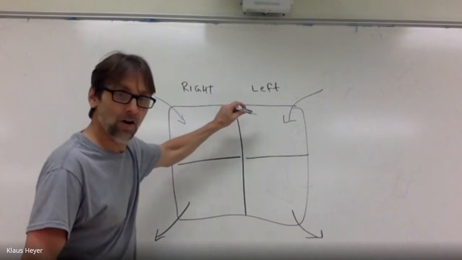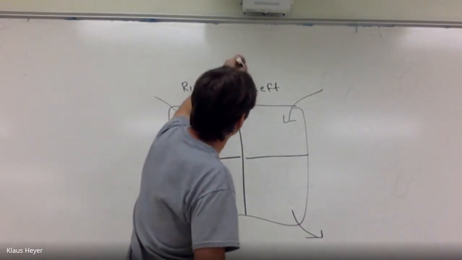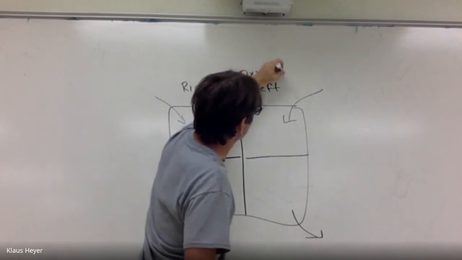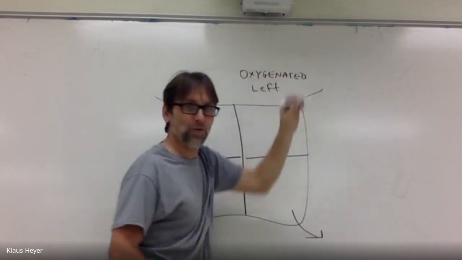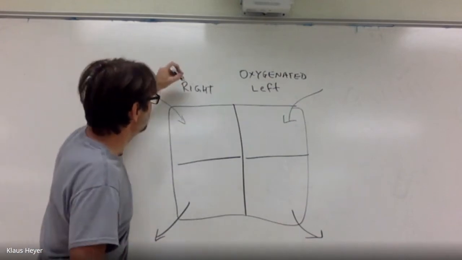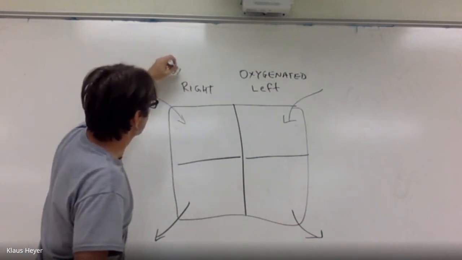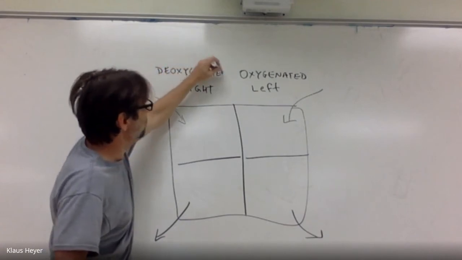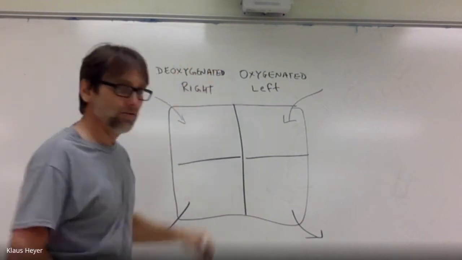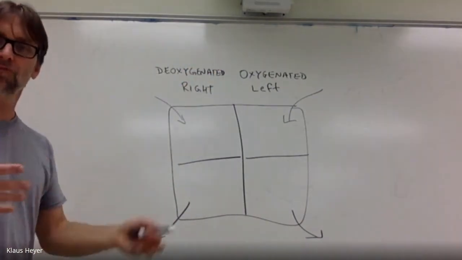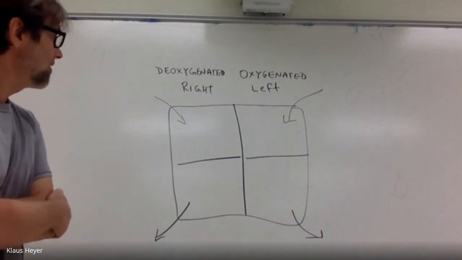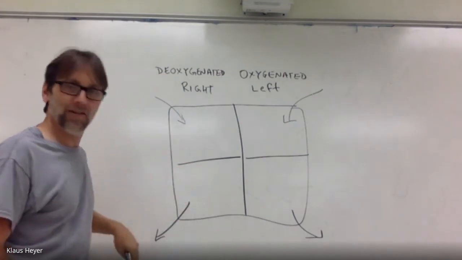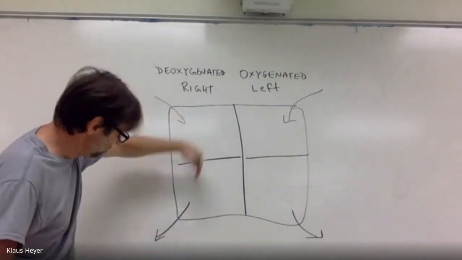Because this side only deals with oxygenated blood. Oxygen-rich blood. This side only deals with deoxygenated, or you could say oxygen-poor blood. So they deal with different products. Whatever comes in this side is going to leave through that side. If you come into the right, you're going to leave through the right.